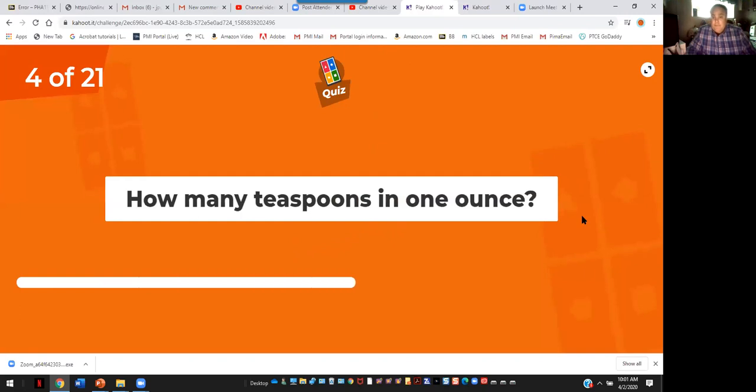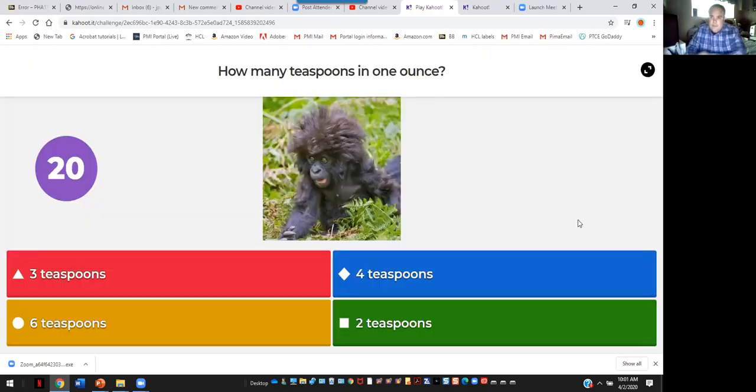How many teaspoons are in 1 ounce? This is something, again, you're going to memorize. You've got to memorize it. 6 teaspoons.